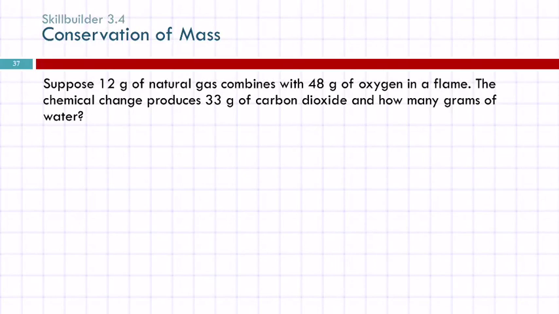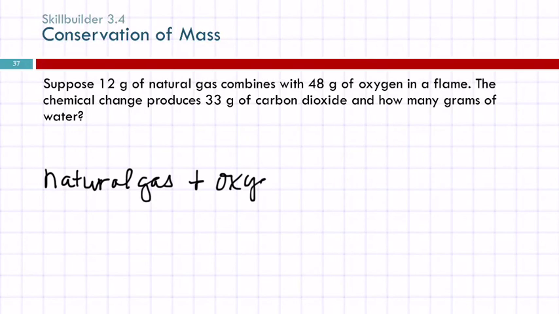You do not need to know any more chemistry than I have already told you about. Okay, we don't need to know the formulas for these things. We can just use words. So it might be helpful to just sort of draw a word picture here. So it's talking about natural gas and oxygen. Those are the two things that are combining. So natural gas plus oxygen. And they're undergoing a chemical change. And we're forming carbon dioxide and water.